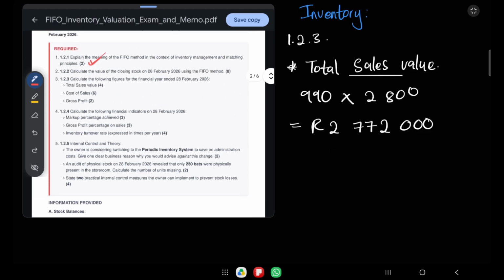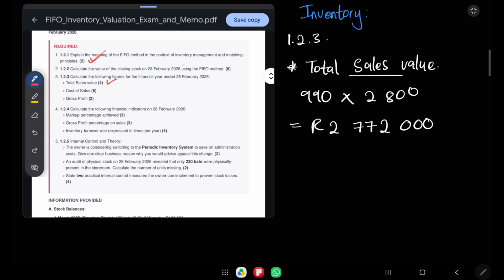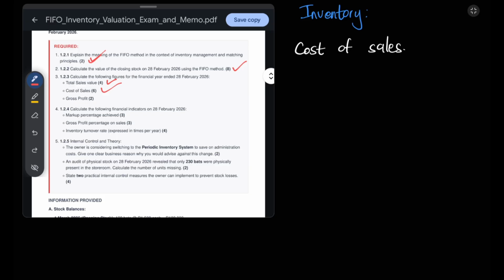Now let's move to the next question. We've done total sales value and we've calculated the value of our closing stock. Now let's do cost of sales. So guys, what is your cost of sales? This means the cost of goods that were sold. You have sales, okay? So it means the cost of those sales, how much money you spent in order to sell certain items.